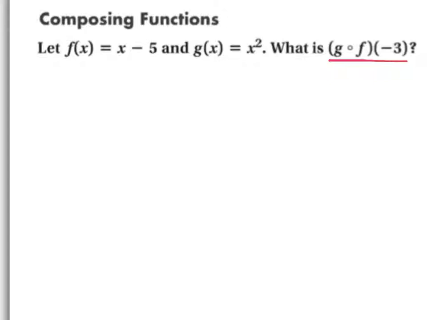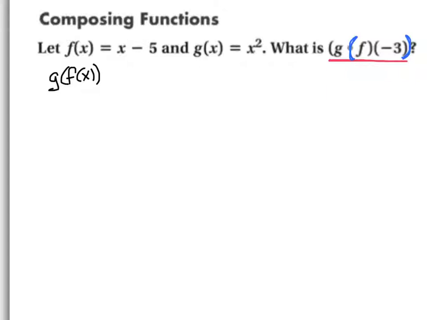So first thing is first, g of f of negative 3, excuse me. So that means it's going to be g of f of x. We're dealing with g of f of x. So the inside function is what? F of x. And then what's the outside function? G of x.